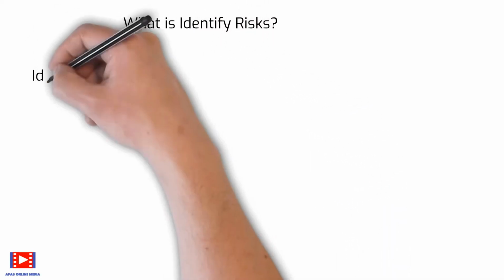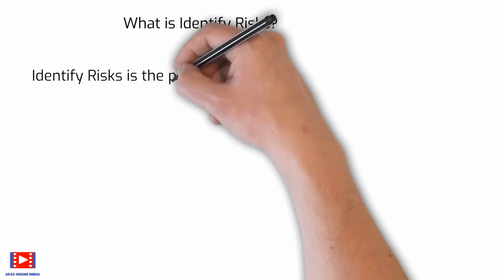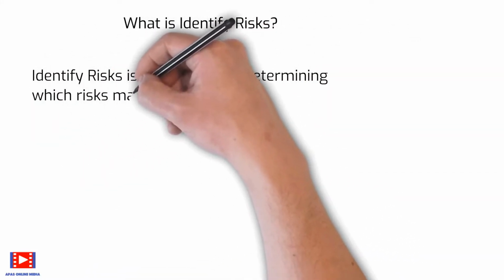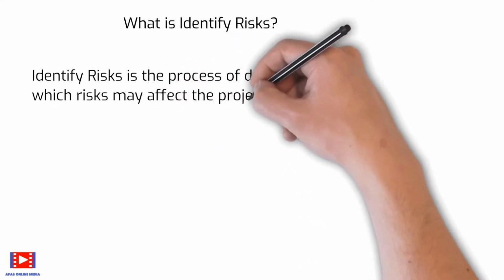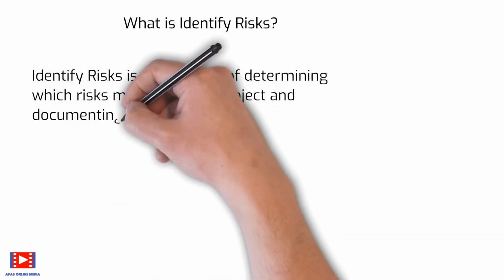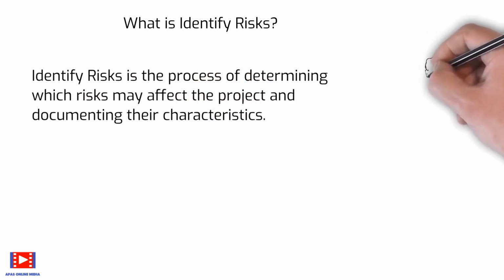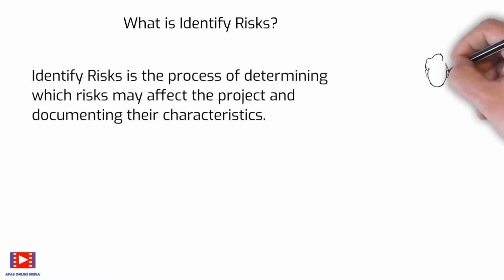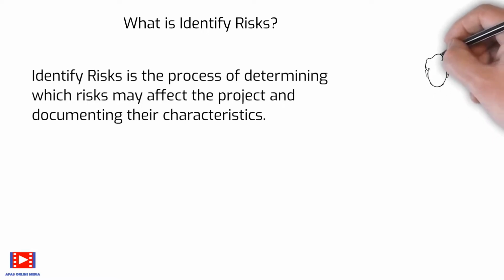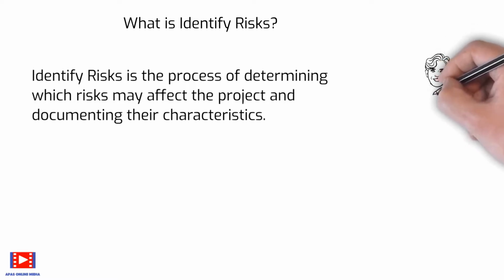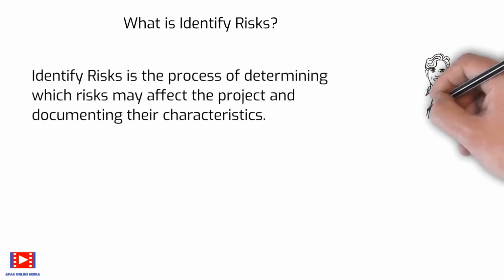What is identify risks? Identify risks is the process of determining which risks may affect the project and documenting their characteristics. The key benefit of this process is the documentation of existing risks and the knowledge and ability it provides to the project team to anticipate events.